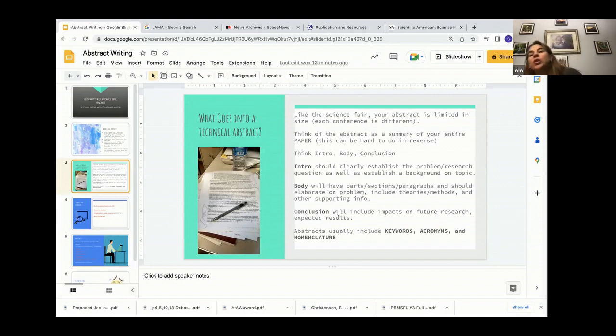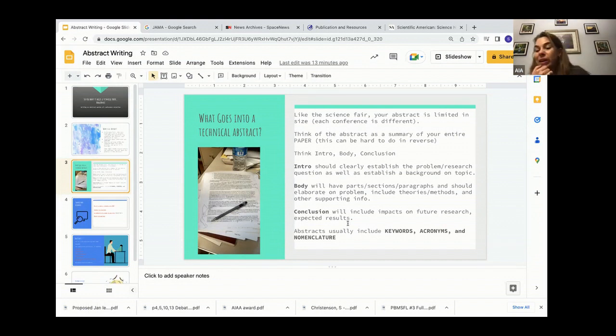You'll also note when I show you some samples of these abstracts that there are words such as keywords, acronyms, and nomenclature that oftentimes you have to include at the bottom. Keywords are just like what you're used to if you're trying to search something on the internet. You want to use words that someone searching for a paper on that topic would easily find. Acronyms, of course: instead of saying CSLI, if I'm going to say that in the paper, I need to spell out what that stands for, CubeSat Launch Initiative.